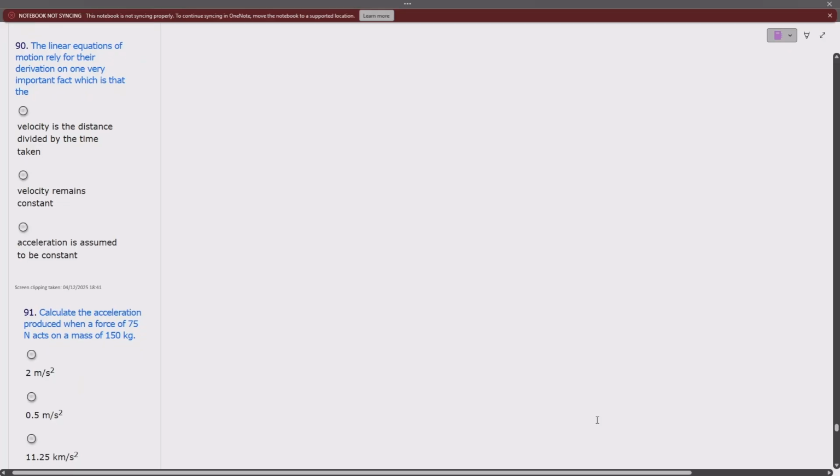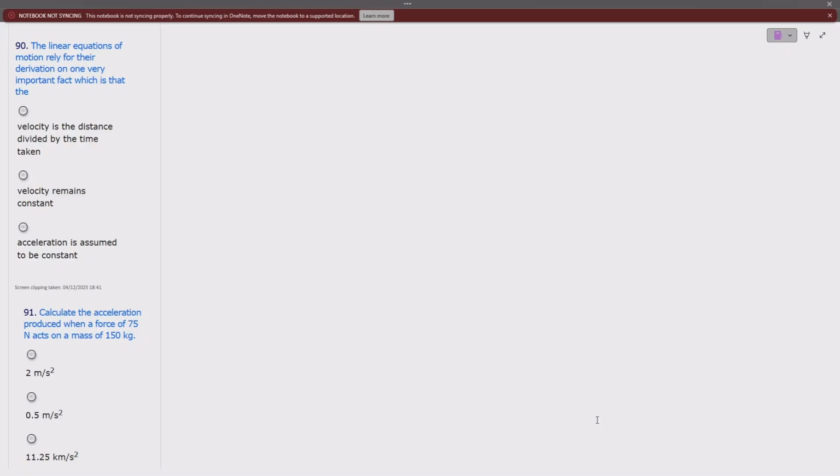Right, let's get straight into question number 90. The linear equations of motion rely for their derivation on one very important fact, which is that acceleration is assumed to be constant.